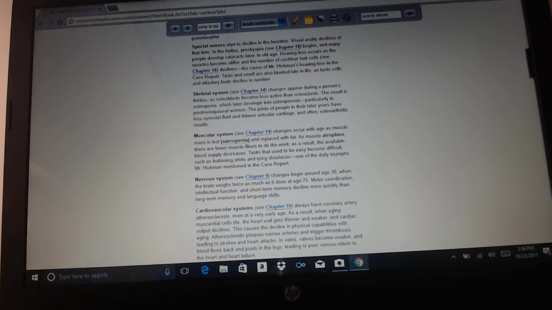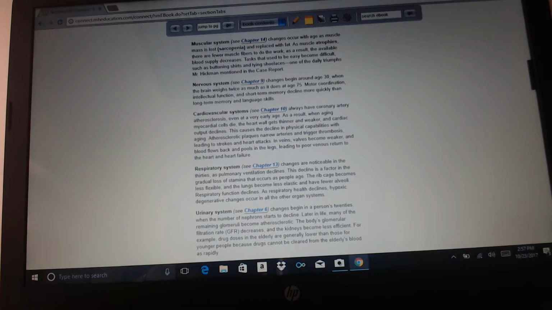Skeletal system changes appear during a person's 30s. As osteoblasts become less active than osteoclasts, the result is osteopenia, which later develops into osteoporosis, particularly in postmenopausal women. The joints of people in their late 20s have less synovial fluid and thinner articular cartilage, and often osteoarthritis results.